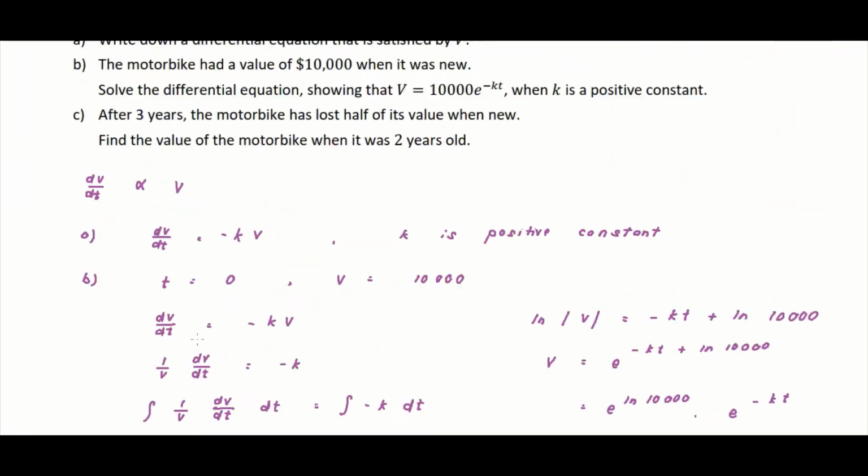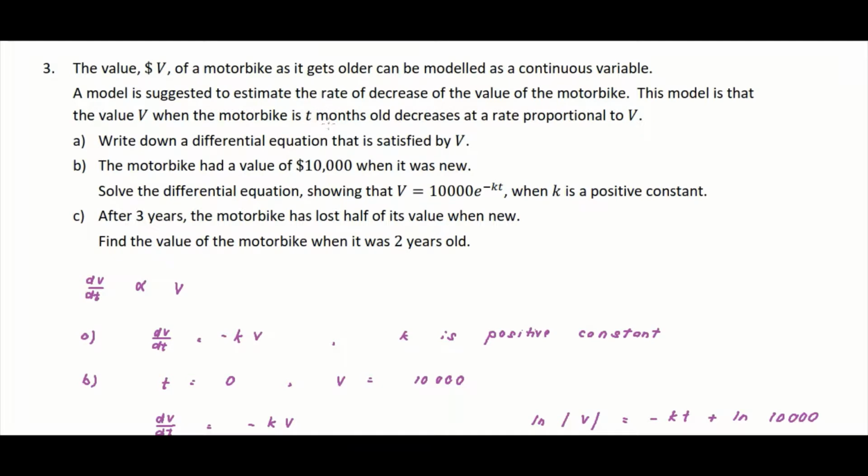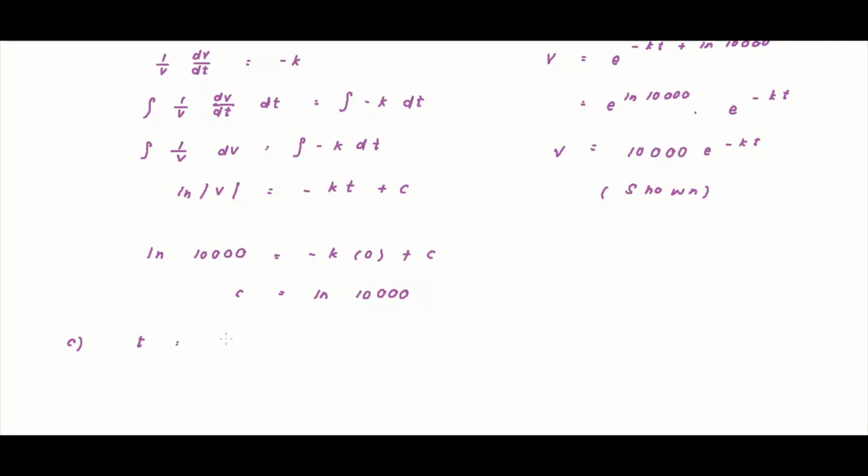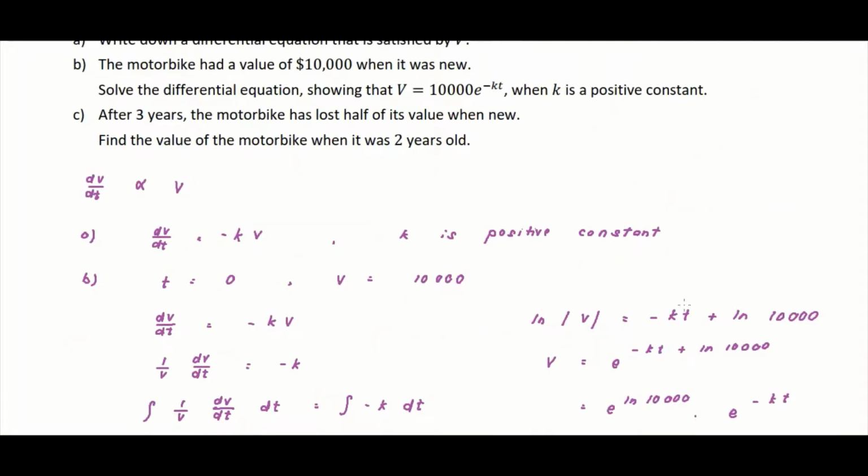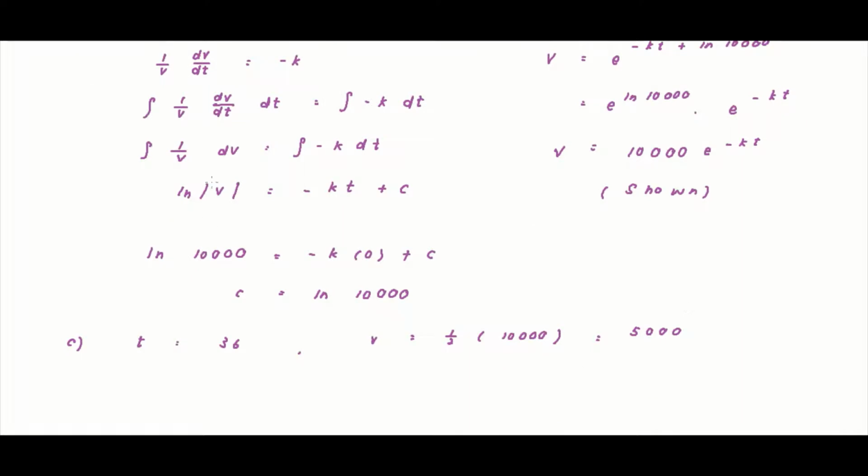So in this question, it's given that the t is in terms of months old, right? So that's why 3 years means that your t will be equal to 36. So when t equals 36, then v is half of the initial value, right? So the initial value is 10,000, meaning your current v after 3 years is 5,000. Okay, so you want to find out the value of the motorbike when it was 2 years old, meaning you want to get, when t equals 24, what is your v?